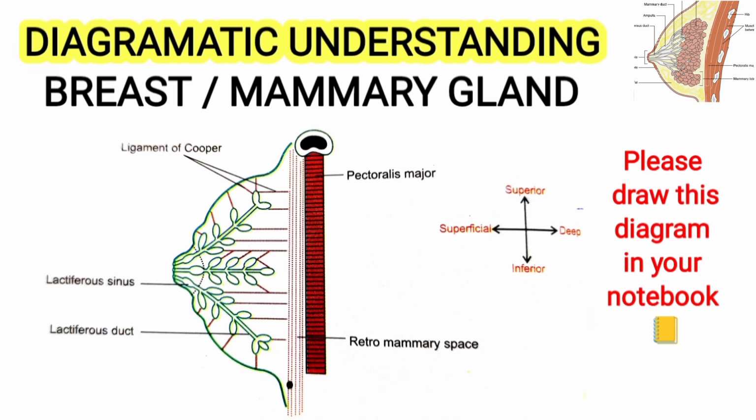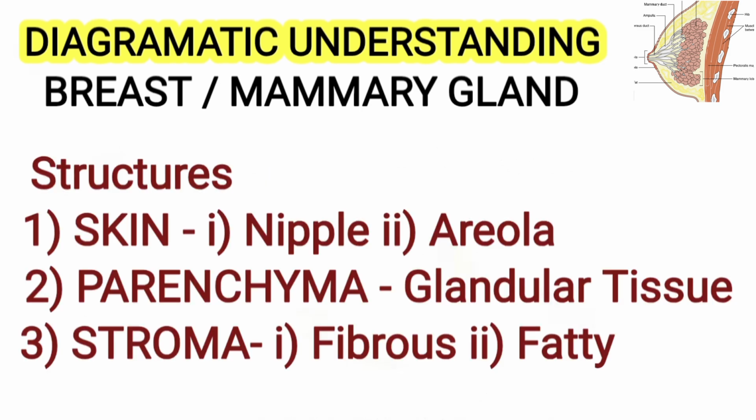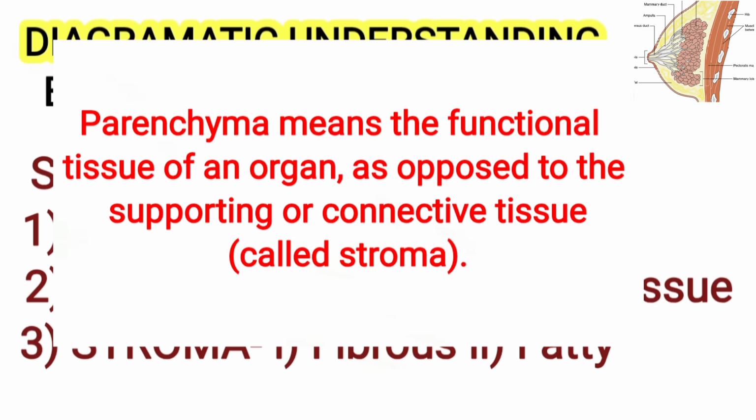So in external features of a mammary gland, skin is divided into two, nipple and areola, and then parenchyma is again divided into three. But how did we divide it? Parenchyma is a glandular tissue, so it's a glandular part. And then why are the second and third options, fibrous stroma and fatty stroma, there? Because in stroma there are two options. First is fibrous stroma and second is fatty stroma.